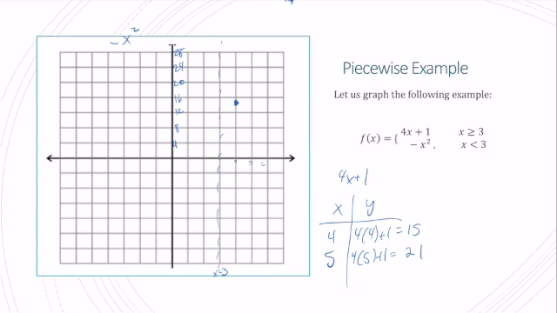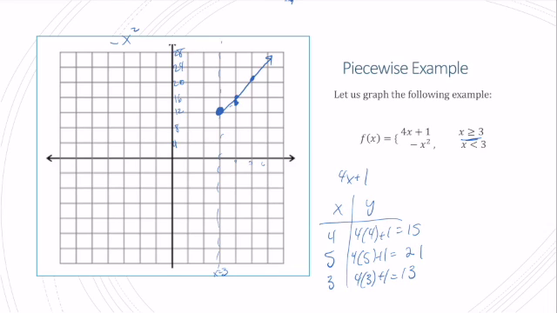Okay, so when x is 4, y is 15. That looks like about 15, right? When x is 5, y is 21. Okay. When x is 3, y would be 4 times 3 plus 1, which is 13. So right about here. And this is supposed to look like a straight line. So I'm going to graph that. Okay. Now, my endpoint is included. So I put a solid dot.